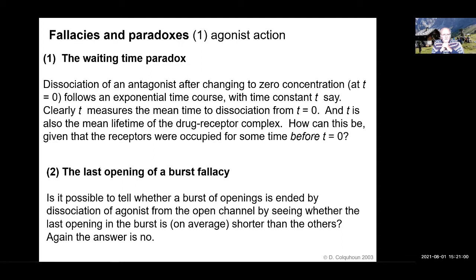For example, you might ask, is it possible to tell whether a burst of openings of an ion channel is ended by dissociation of the agonist from the open ion channel? Can you tell whether it's ended by dissociation of agonist by seeing whether the last opening in the burst is, on average, shorter than the others? And the answer is no, you can't.